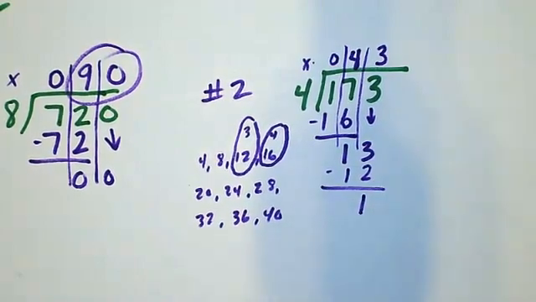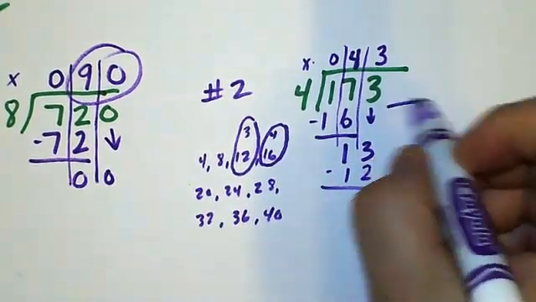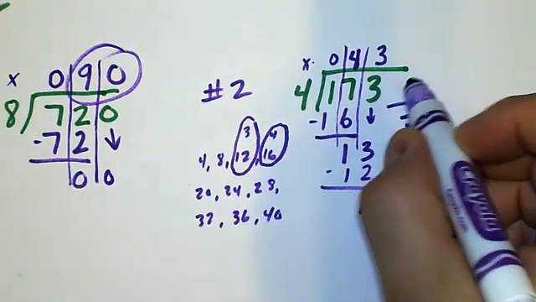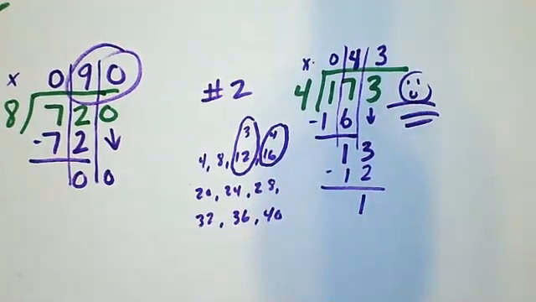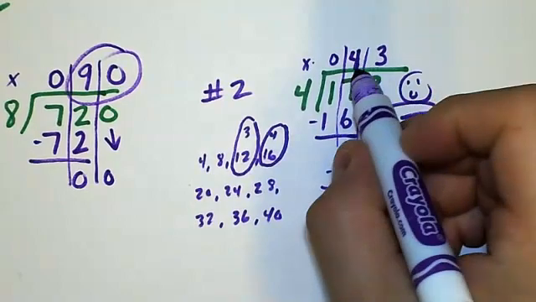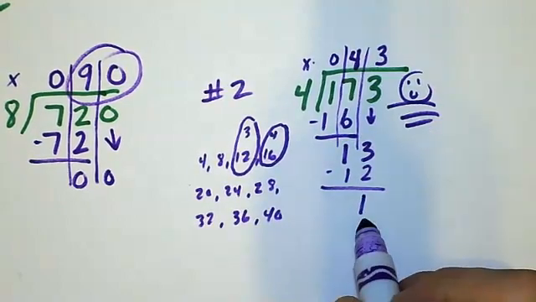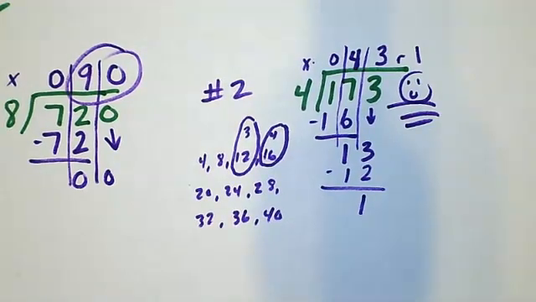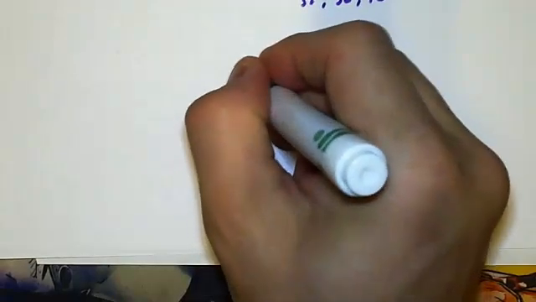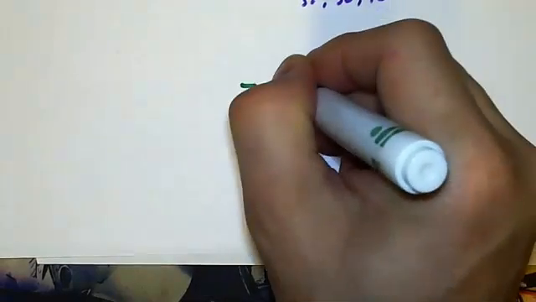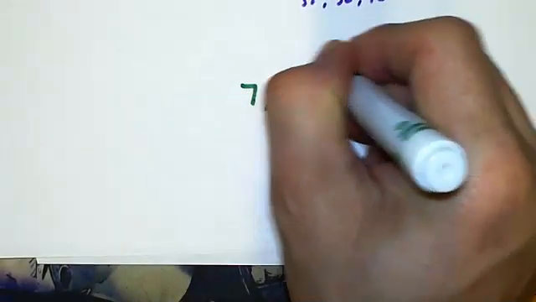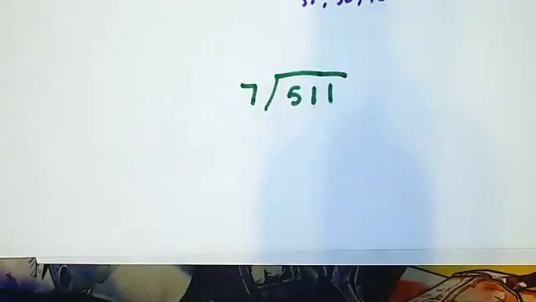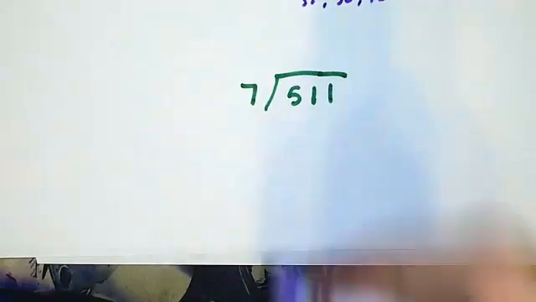Now this one's a little different. It's got a remainder. But once again, like I just said, there's nothing else over here to drop. So when there's nothing else to drop, then we're done. So our answer is 43 with a remainder of 1. Number 3. All right, number 3 is 511, and we're dividing by 7. I'm going to do this one with my multiplication fact skills this time.